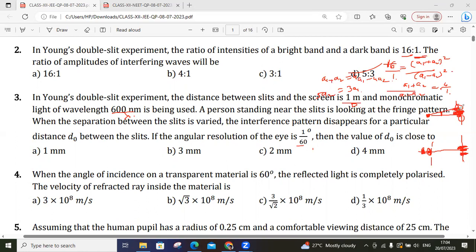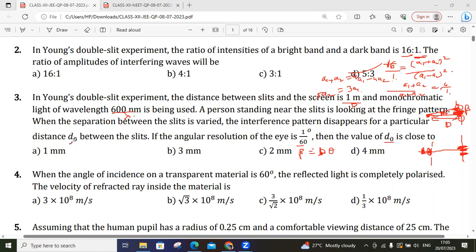So if you see, this will be equal to beta, 1 fringe width, and this distance will be approximately d, and this will be your theta. So L is equal to r theta; if you apply it here approximately, you will get beta is equal to d theta, correct? Here theta is the angle of resolution of the eye, and d is given. Beta is lambda D by d. Lambda is also given.